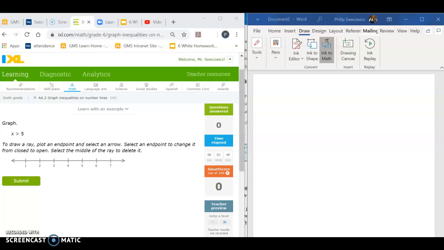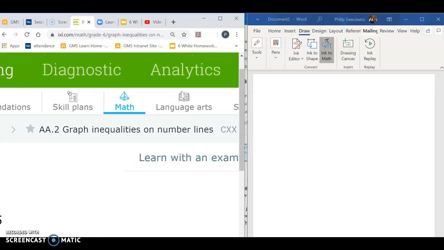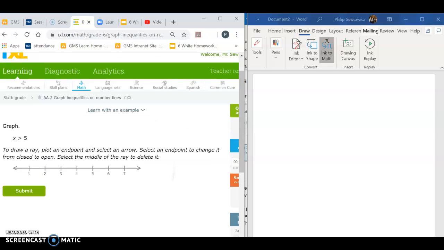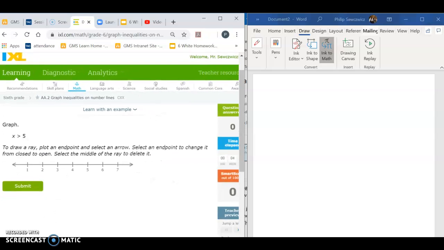We are recording for help with IXL AA.2. This was stuff you guys have seen earlier in the year, maybe about a week or so ago. We did see a quiz on it. You probably have that in your math binder here. So let's see what you remember.